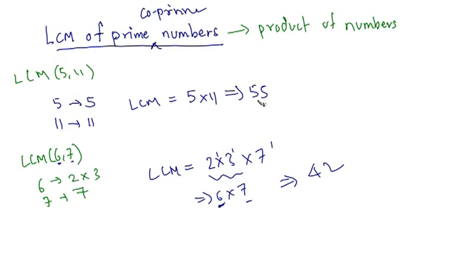So we can now easily say that if you have to find the LCM of a set of numbers and you see that these numbers are prime or co-prime numbers, you don't have to calculate their factors. Just multiply or find the product of all those numbers.